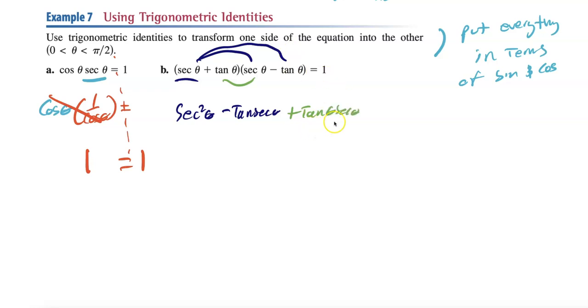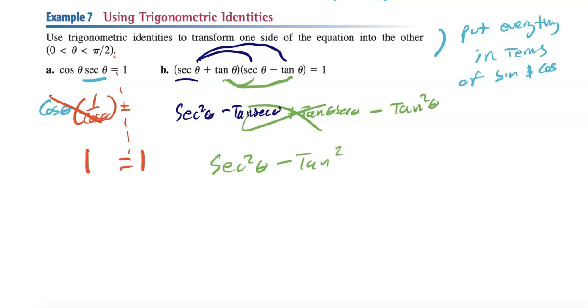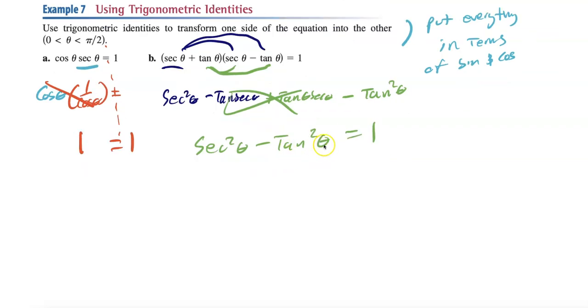Remember when you're multiplying, it does not matter which one goes first. I could have done secant tan. It doesn't matter when you multiply. Then multiply this times this. I get minus tan squared theta. Well, first thing, these middle things cancel out. And I get secant squared theta minus tan squared theta equals 1. I'm still equals 1. I have to show that this side equals 1.